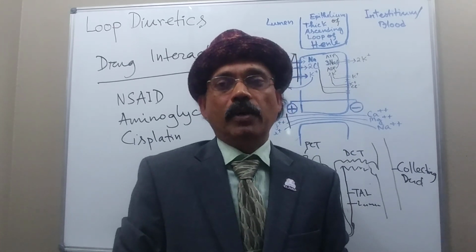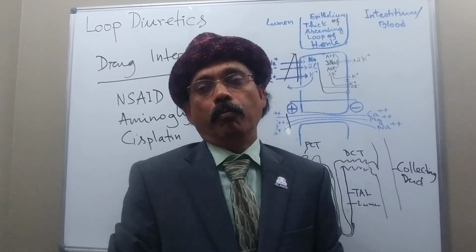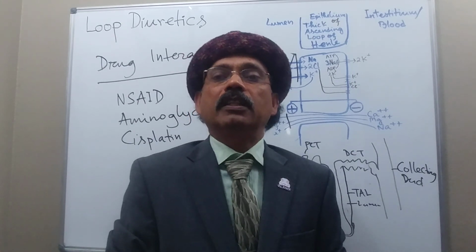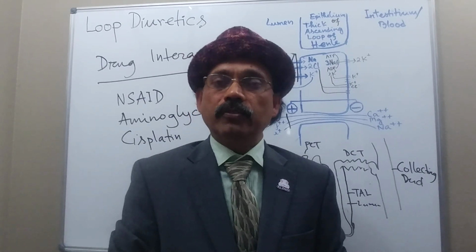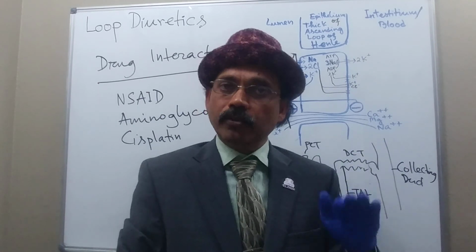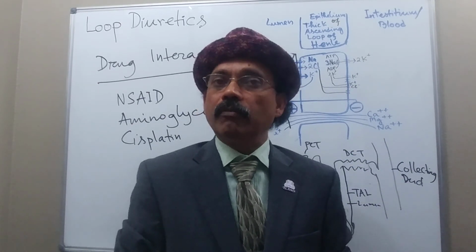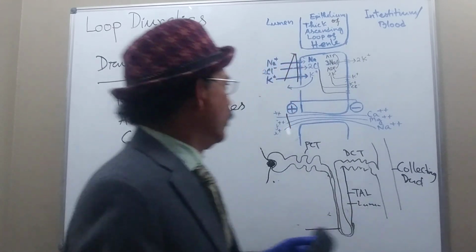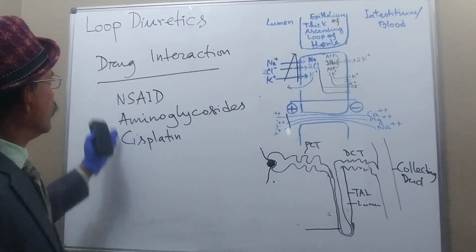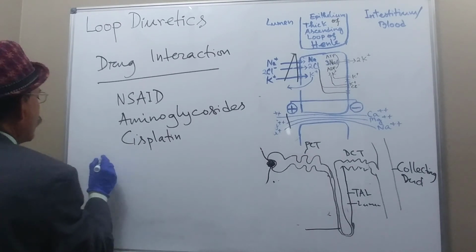We must remember that for the control of blood pressure, the thiazide diuretic is the choice. This drug may also decrease blood pressure in case of excessive fluid in the body due to renal failure or some other reason. Okay, so we got the drug interaction.